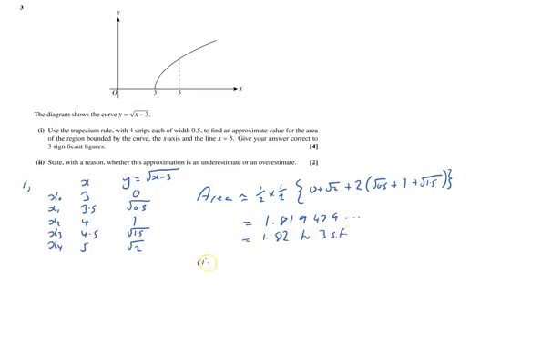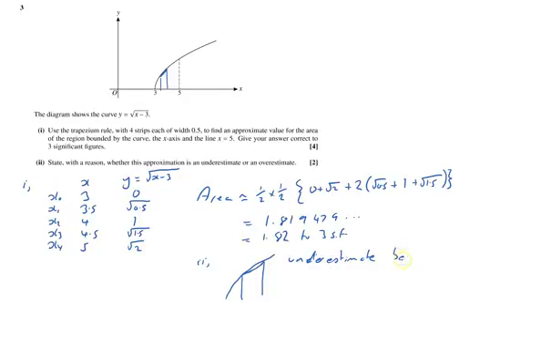And part 2, state with a reason whether this approximation is an underestimate or overestimate. Well, if I put some of my things in here that you can't really see, because the curve is bending like that, and my points are going like this, the trapezium is beneath the curve, so it's an underestimate.